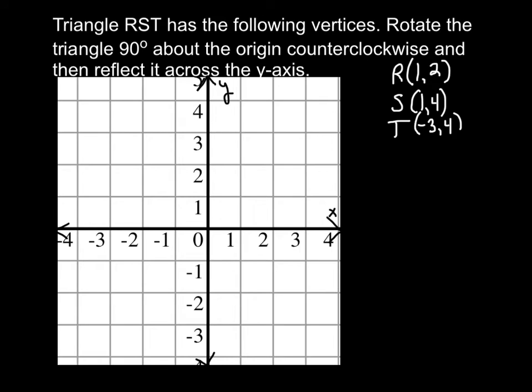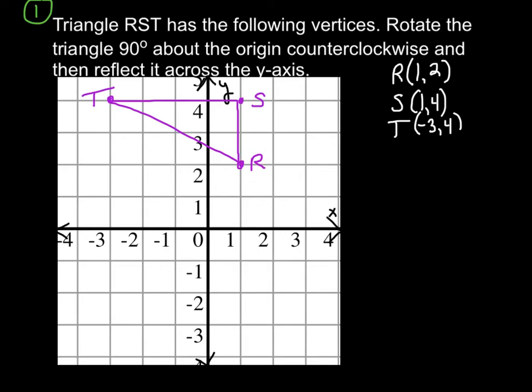In example 1 in section 12.4, triangle RST has the following vertices. Rotate the triangle 90 degrees about the origin counterclockwise and then reflect it across the y-axis. So let's first graph our 3 points. Let's use purple. So R is (1, 2), S is (1, 4), and T is (-3, 4). I connect them to make a triangle.